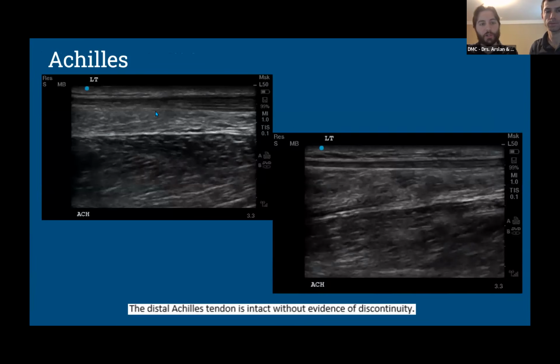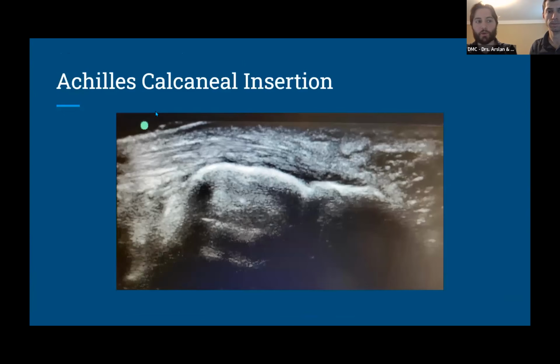To complete our posterior knee scan, we scan down the length of the posterior calf, visualizing the Achilles tendon. And here we're looking for any thickening, any disruption of the fibers, any surrounding fluid, or any bony changes. And in our patient, we did not see any evidence of discontinuity, and we continued the scanning down to the calcaneus and did not see any abnormalities with its insertion on the calcaneus.